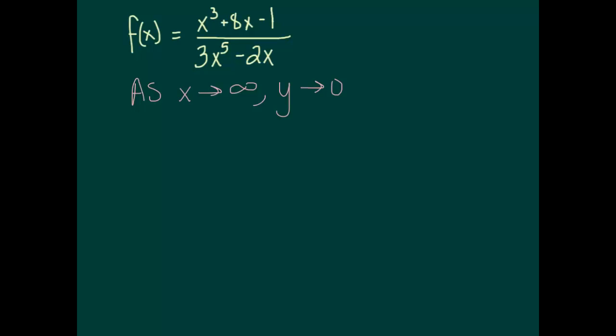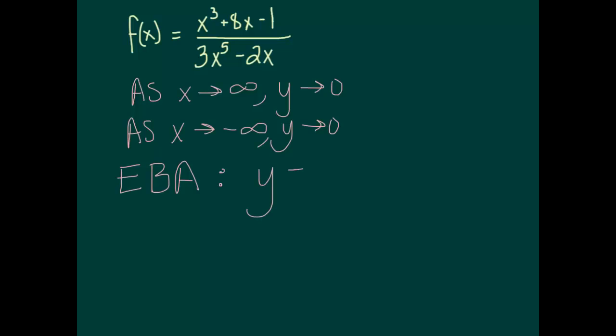Again, we have that idea where the degree of the denominator being larger makes us divide by these really huge numbers when x is big, and we essentially get very small y values. The same thing happens on the other end. As x approaches negative infinity, y is approaching 0. So our end behavior asymptote, this time I'm going to abbreviate it EBA, is again that horizontal line, y equals 0.